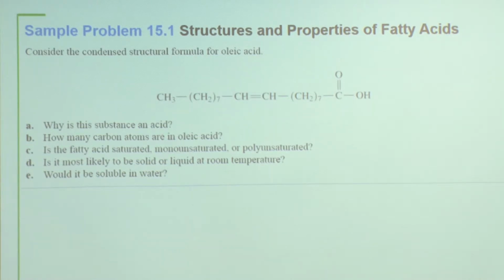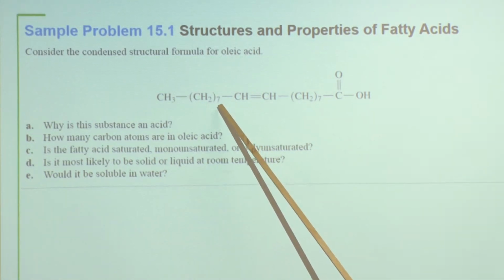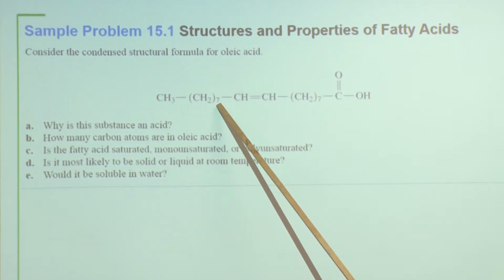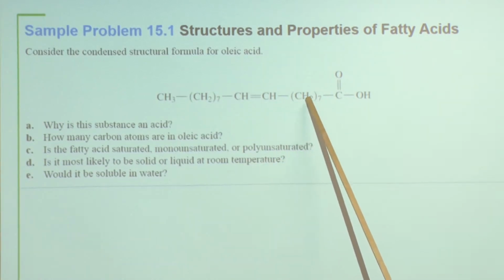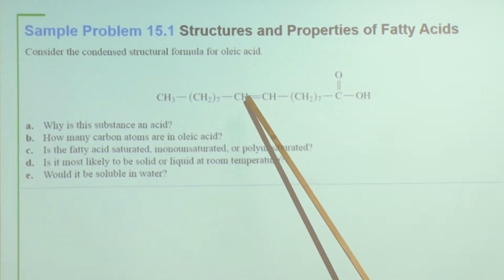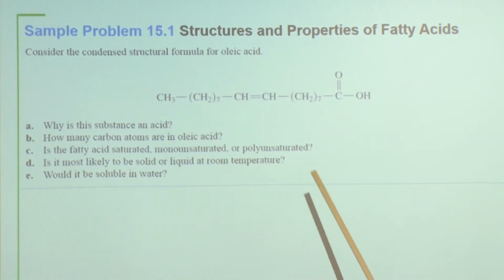How many carbon atoms are in oleic acid? So I'm going to start counting. I see 7 carbon chain at this location, 7 carbon chain at this location. So there are 14, 15, 16, 17, 18. So when I am counting 18 carbons, I'm also counting the carbon with the carboxylic acid functional group.